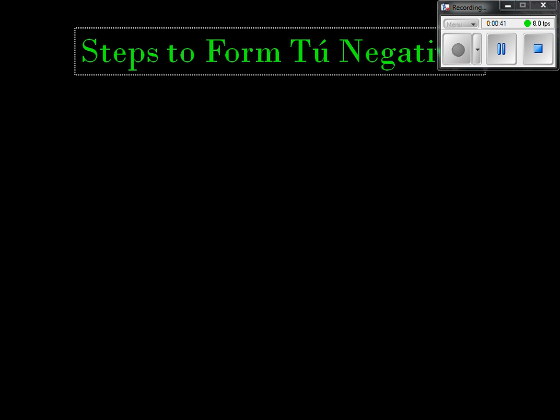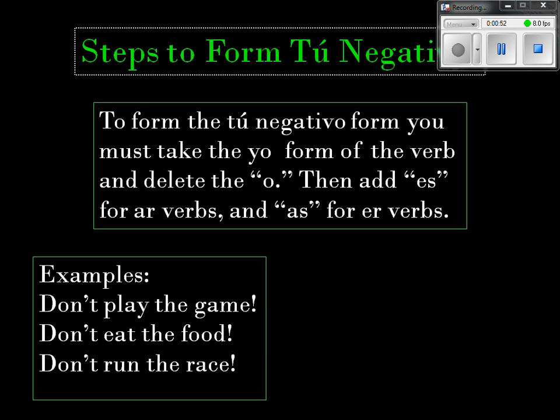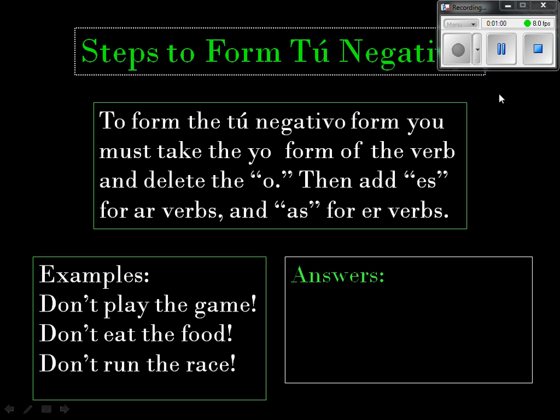To put the command in the tú negative form, first you need to take the yo form of the verb. Once you have the yo form, cut off the o and add es if it is an AR verb and as if it is an ER verb. Some examples are, if the question was don't play the game, you would take jugar and put it in the yo form, which is juego, then eliminate the o and add es. Your final answer would be no juegues el partido.